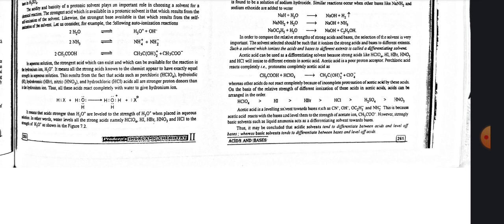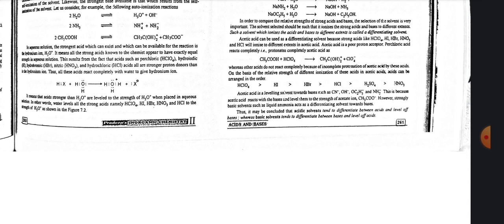The solvent selected should be such that it ionizes the strong acids and bases to different extents. Acetic acid can be used as a differentiating solvent because strong acids like HClO4, HBr, HNO3, and HCl will ionize to different extents in acetic acid. Acetic acid is a poor proton acceptor. Perchloric acid reacts completely, that is, it protonates acetic acid completely, whereas other acids do not react completely because of incomplete protonation of acetic acid by the other acids.